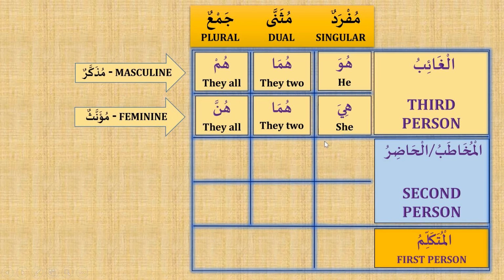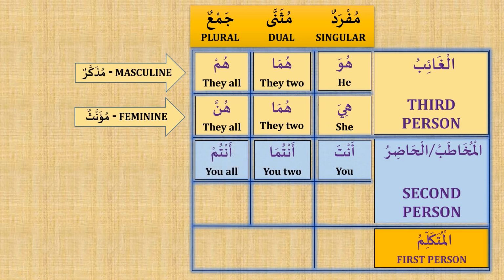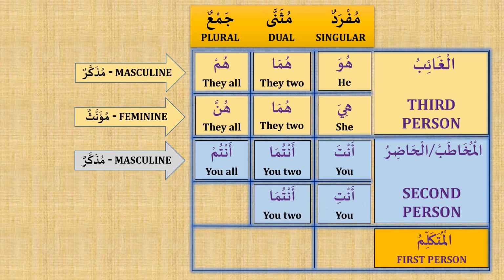Now second person, أنت, you, أنتما, you two, أنتم, you all, and these are مذكر, masculine. أنتِ, you, أنتما, you two, أنتن, you all, and these are مؤنث, feminine.